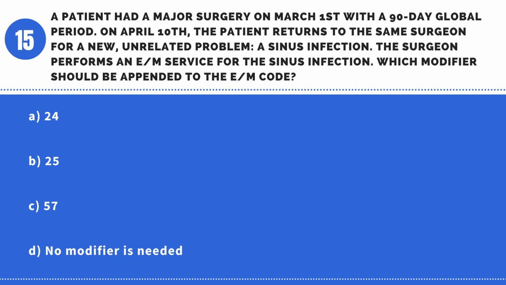On April 10th, the patient returns to the same surgeon for a new, unrelated problem, a sinus infection. The surgeon performs an E/M service for the sinus infection. Which modifier should be appended to the E/M code? A. 24. B. 25. C. 57. D. No modifier is needed.